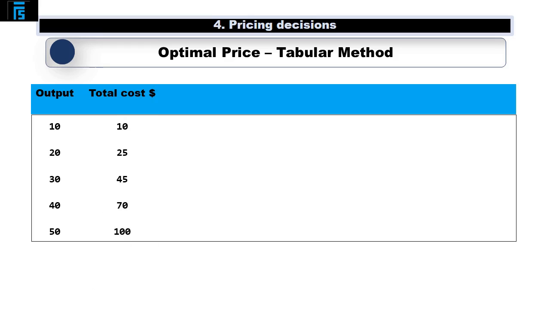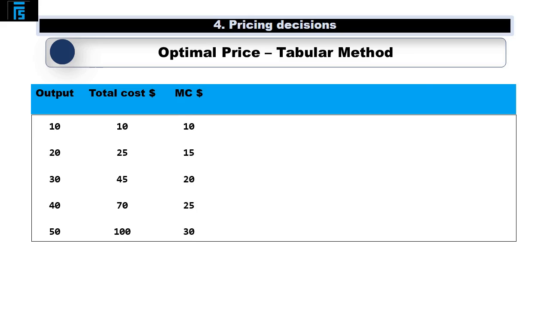We are then going to record the total cost of making that number of units. So in this case it costs $10 to make 10 units, $25 to make 20 units, $45 to make 30 units, $70 to make 40 units, and $100 to make 50 units.